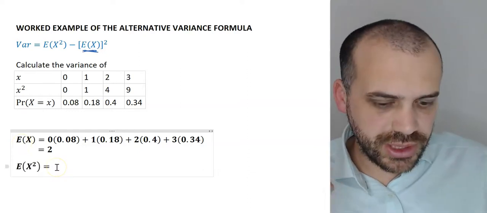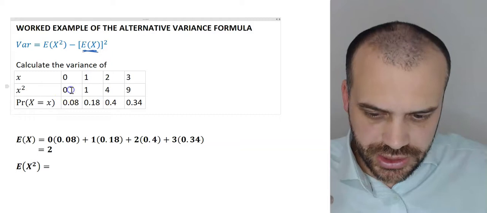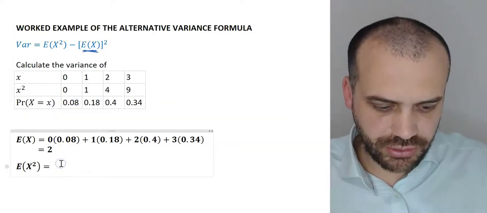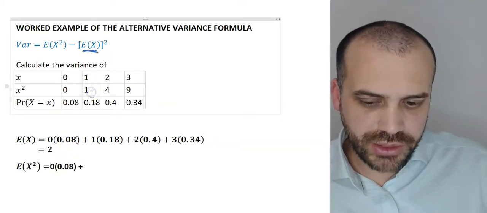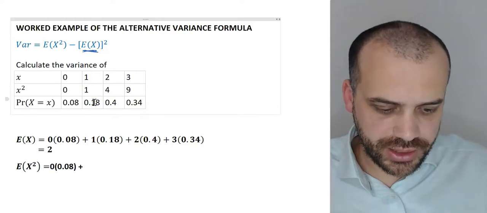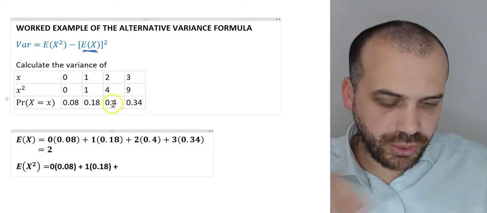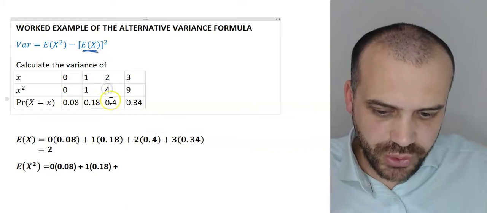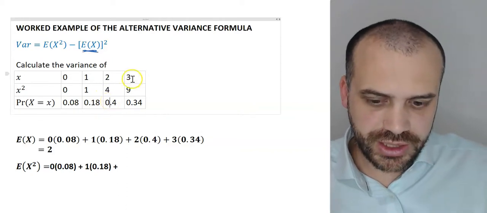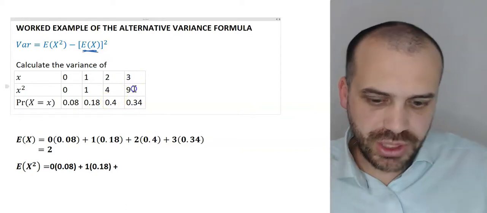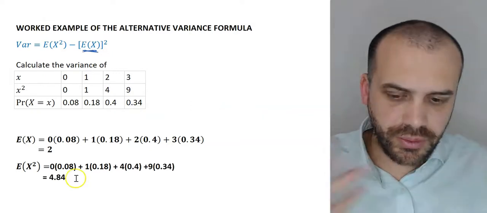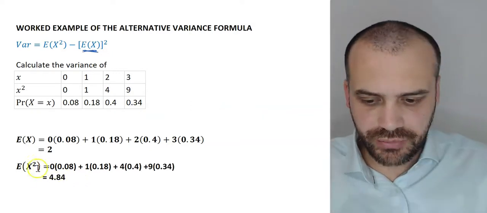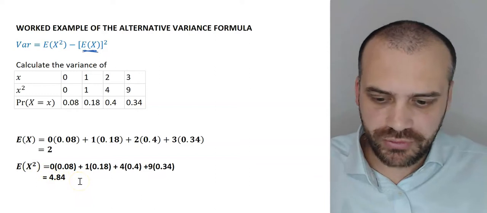It's going to look similar to the other one to begin with, because I'm still doing 0 times 0.08. I'm still doing 1 times 0.18. Instead of 2 times 0.4 like the last one, it's going to be 4 times 0.4. And instead of 3 times 0.34, it's going to be 9 times 0.34. When I do that, I get an expected value of x squared of 4.84.